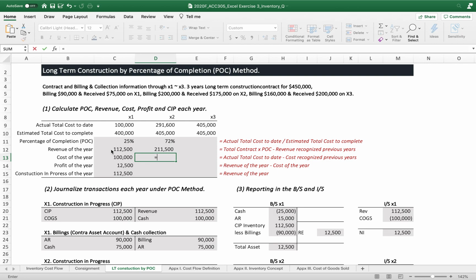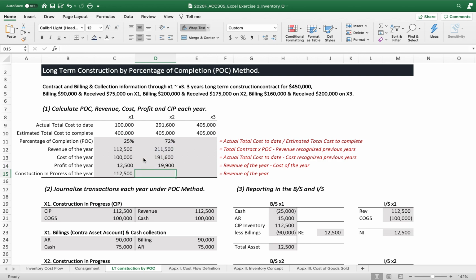Then the cost also, that cost is the total cost to the date for 2 years. So we need to extract only 1 year actual cost to date of that year. So the expense, the cost is 191,600. So the revenue minus the cost is 19,900.